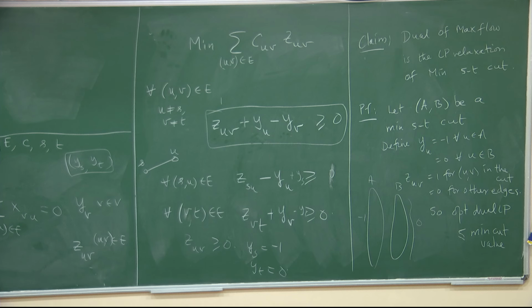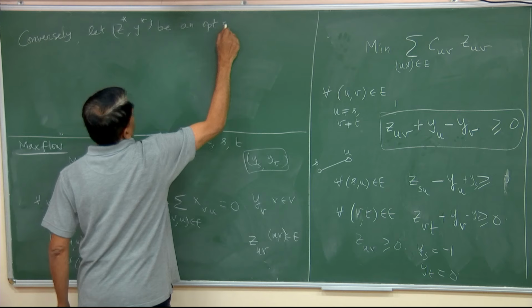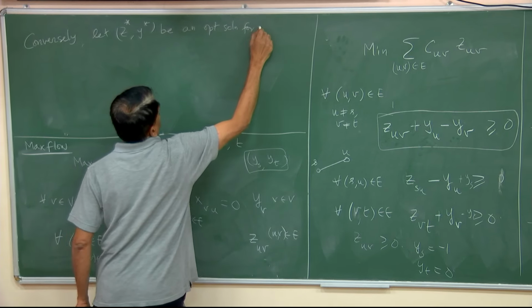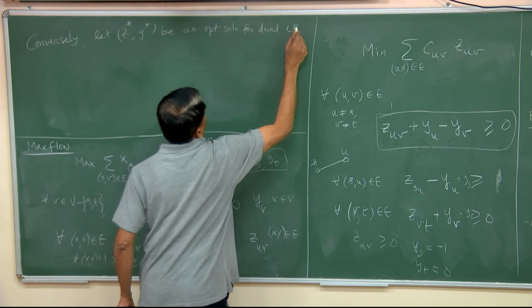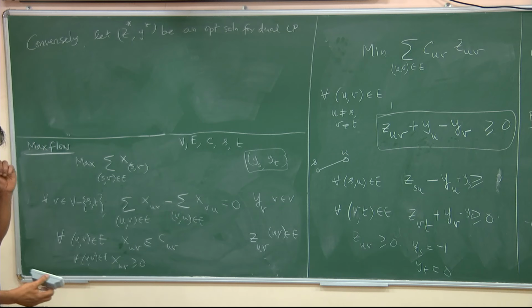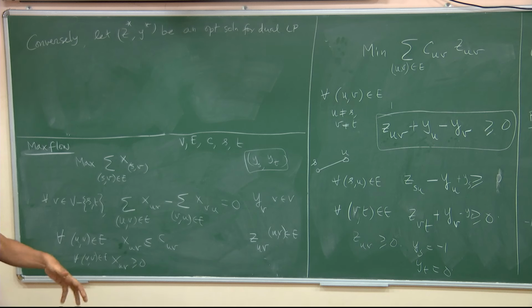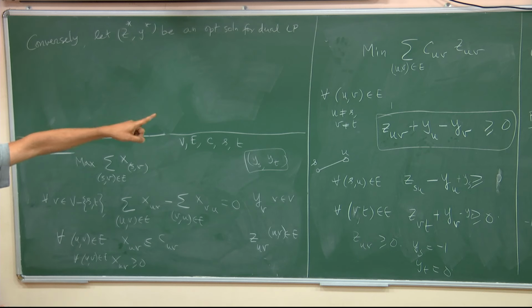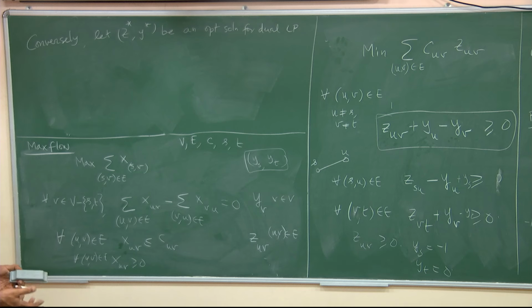Let Z star, Y star be an opt solution for the LP. Then I'll produce a cut whose capacity is less than or equal to that objective function. So that will show that min cut value is equal to this. This is exactly the min ST cut LP.